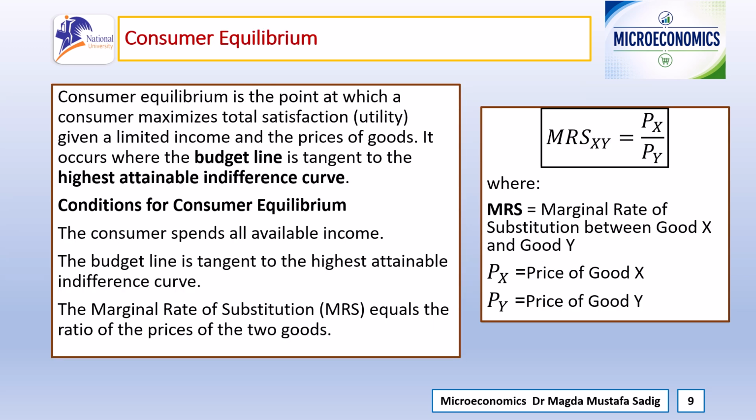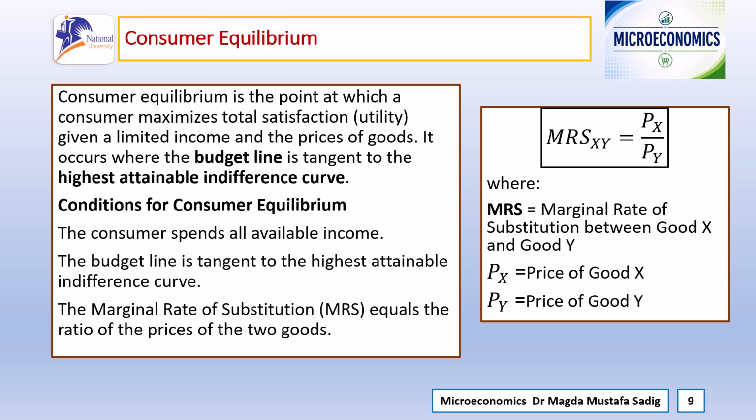Let us come to the very important concept, consumer equilibrium. Consumer equilibrium is a point where a consumer achieves the highest possible level of satisfaction given their income and market prices. Graphically, consumer equilibrium occurs where the budget line is tangent to the highest attainable indifference curve. At this point, the consumer cannot increase satisfaction without increasing income.